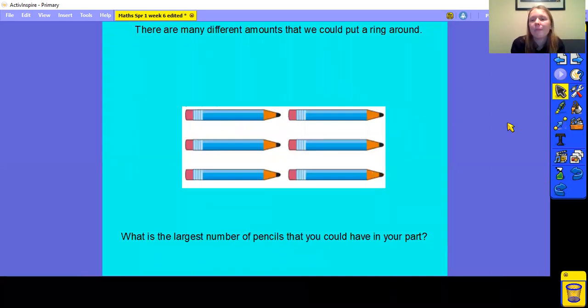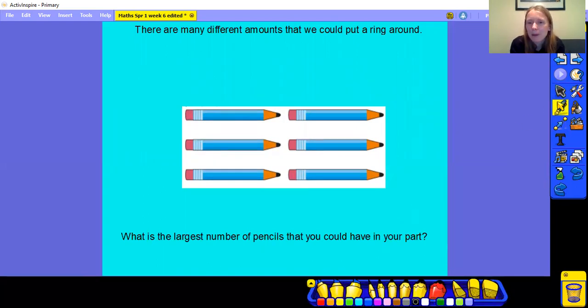Now, this time, I want you to think of the largest number of pencils that you could have in your part. Pause the video while you do that. Okay, let's have a look at it together. So remember, a part is usually smaller than the whole. So we can't have 6. What's the next number that we could have in our part? Have a think.